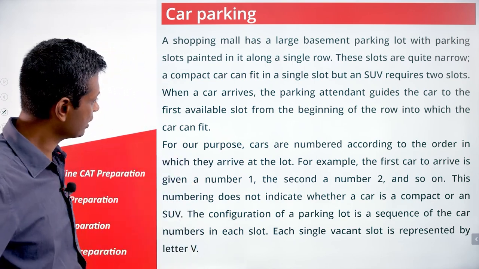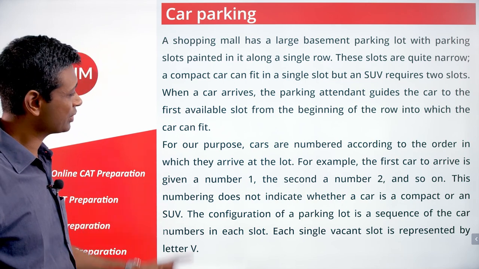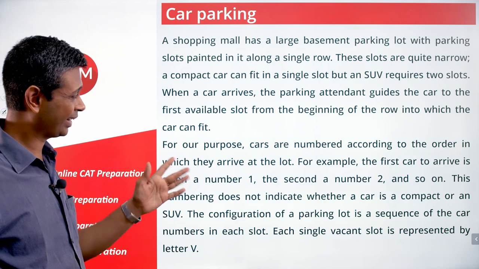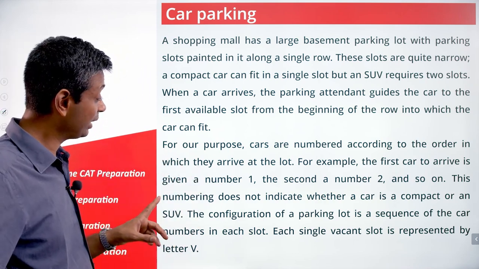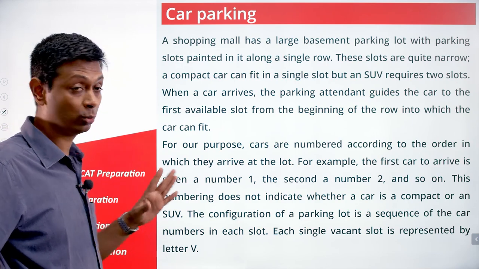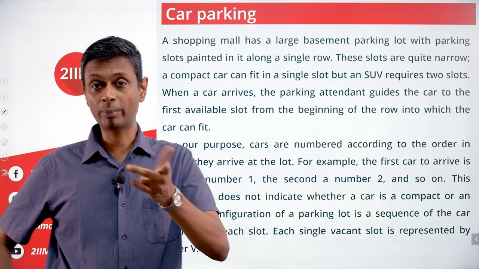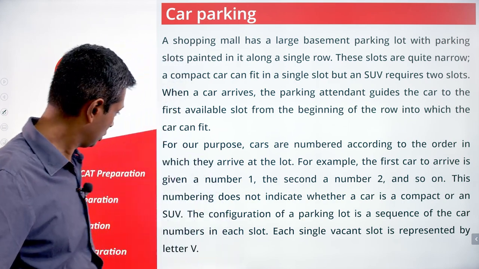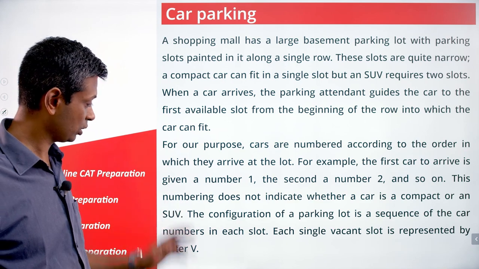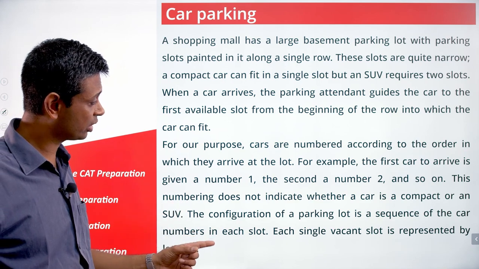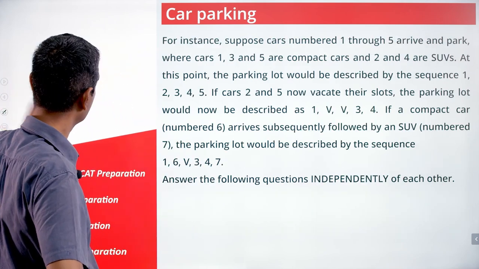For our purpose, cars are numbered according to the order in which they arrive at the lot. For example, the first car to arrive is given a number 1, second 2, and so on, which is fine. This numbering does not indicate whether a car is a compact or an SUV. So if you say 1, 2, 3, 4, it could be all 4 SUVs, all 4 compact, compact and SUV, all of that. The configuration of a parking lot is a sequence of the car numbers in each slot. Each single vacant slot is represented by letter V. Super. So far, so good.